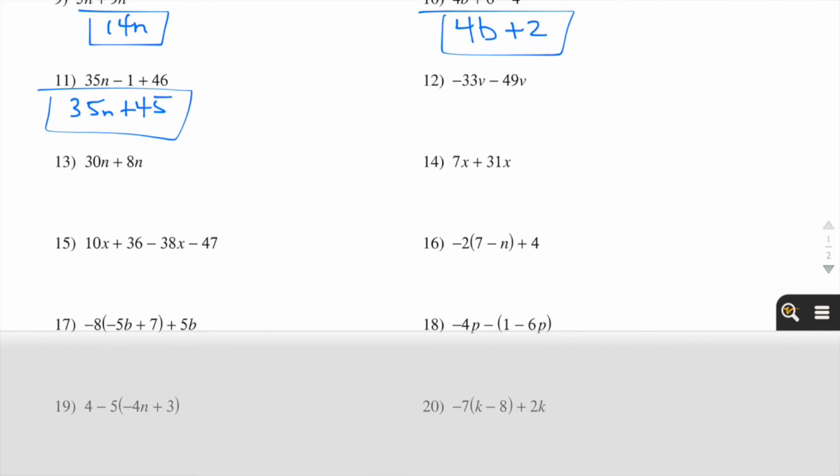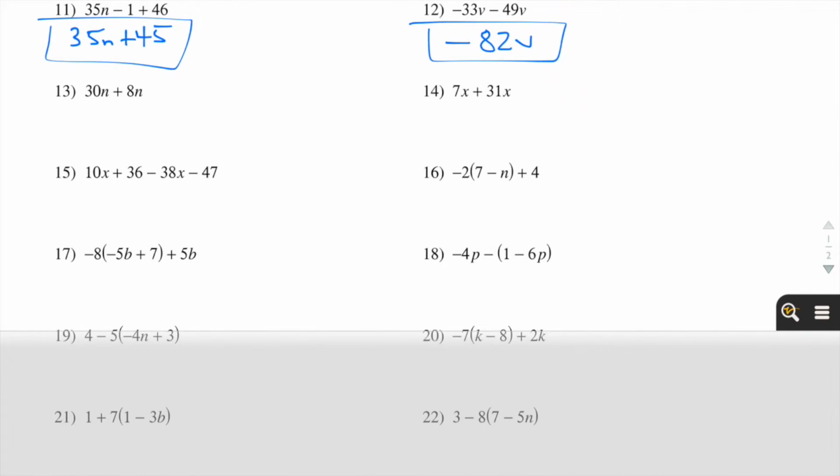Number 12. Negative 33v minus 49v. So all we're going to be doing for this one is just adding them straight across because there's no other variables and there's no different terms. So we just add those. Negative 33 minus 49 gives us negative 82v. Number 13. 30n plus 8n. So what we're going to do is just add those. We end up getting 38n. Number 14. 7x plus 31x. So all we're doing is just adding these. So 7 plus 31, we end up getting 38x.